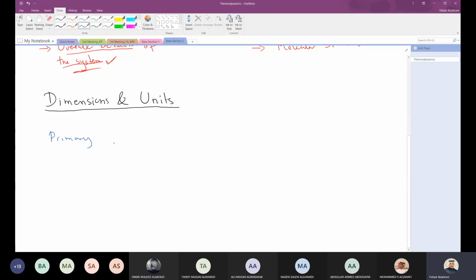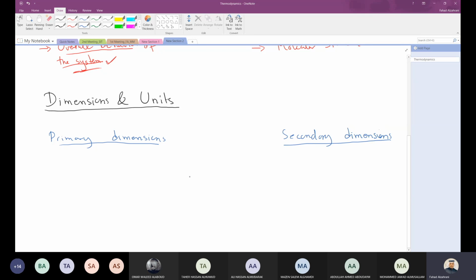But before that, let me introduce what we call primary dimensions, and then what we call secondary dimensions. Is the handwriting good today? I sat and practiced, no, just kidding. I was missing my writing pad, but now I have it.